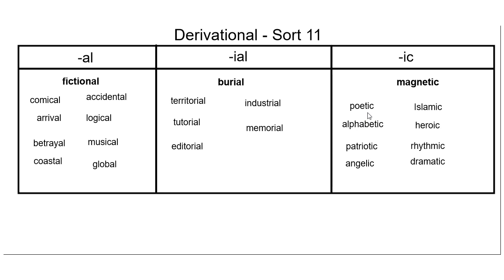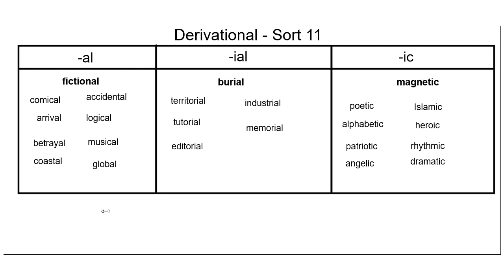As you sort your words this week, it's important to pay very close attention to how exactly these words are categorized, as well as how they add the suffix to the root word. For example, burial is B-U-R-I-A-L. They changed the Y to an I and added A-L to the root word bury. Industrial, again, changed the Y to an I and added AL. Memorial, memory, changed the Y to an I and added AL.